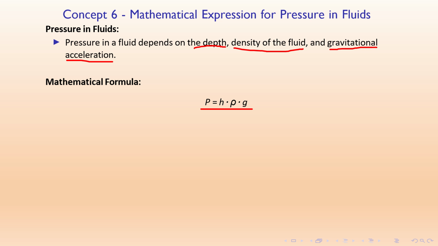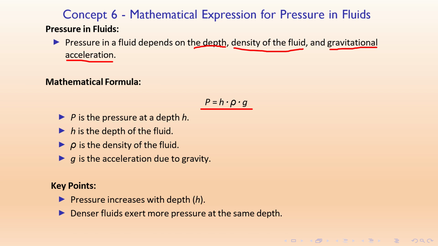Pressure P is equal to H into rho into G, where P is the pressure at a depth H, where H we call the height, rho is called the density of the fluid, which we already discussed, and G is called acceleration due to gravity. Here, why are we saying depth as height? Any vertically related component we call H. Depth indicates moving down from the surface.